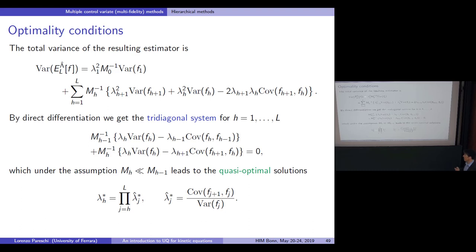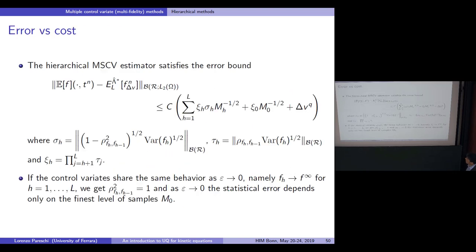A prominent one, actually. In that case, you have to go through the solution of this tridiagonal system in order to get your optimal set of parameters. Okay? So, good. We can perform an estimate, which follows more or less the line of what we have seen yesterday concerning the error bound.